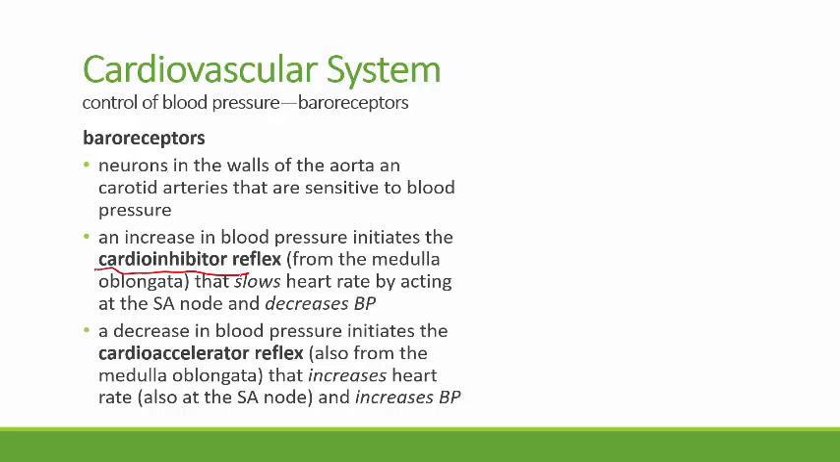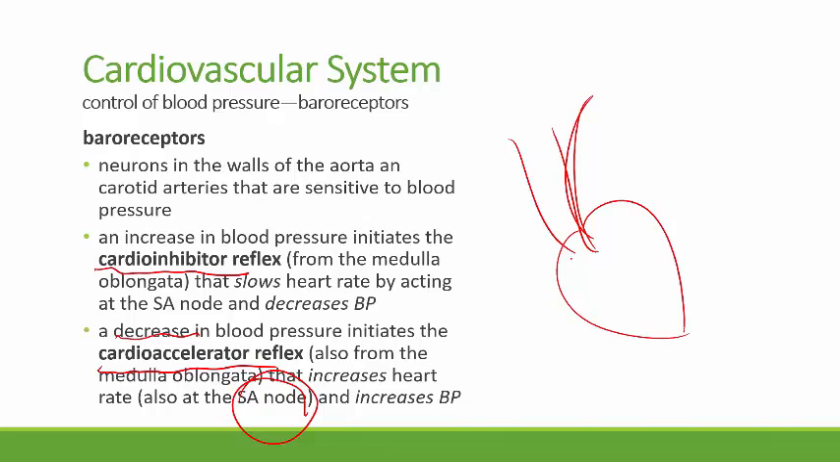If, on the other hand, these baroreceptors notice that there's a decrease in blood pressure, then we see the cardioaccelerator reflex, also from the cardiac centers of the medulla oblongata, that increase heart rate, also working at the SA node. So that's where they have their effect. So here's the heart, here are the vessels leaving the heart. And then up here is the SA node that initiates a heartbeat at the atria. So while it is self-stimulating, we do have nervous control here to either make it go faster or go slower using the cardioaccelerator and the cardioinhibitor reflexes. And if we accelerate the heart rate, then we're going to see an increase in blood pressure.